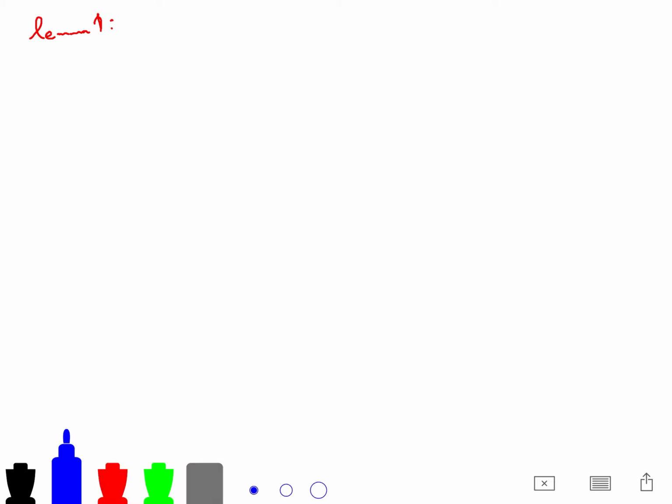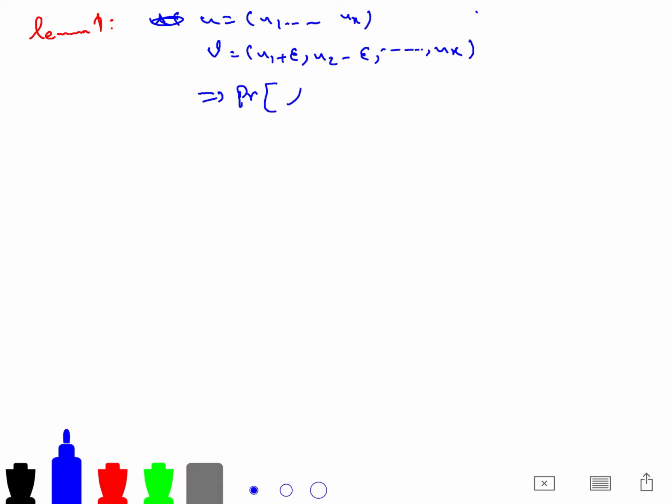The lemma, as you see in the article, says that you have u equal to u1 up to uk, and v equal to u1 plus epsilon and u2 minus epsilon, but the rest of the coordinates are just the same. And of course u and v are in the simplex. If this is true, then the probability that your assignments are opposite is less than epsilon times 2 minus u1 minus u2.